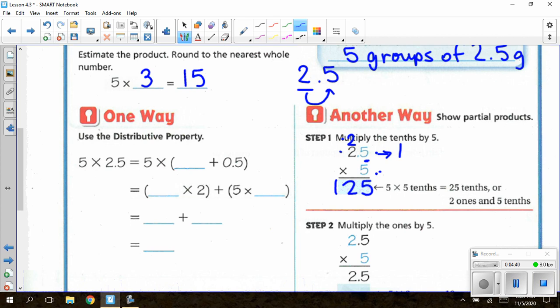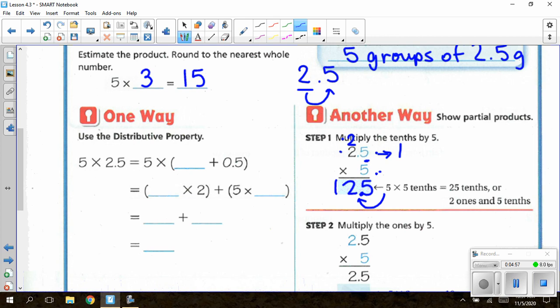So always start from the end of the number, and I'm going to show that that decimal is moving 1 place value to the left, so my decimal would be placed in between the 2 and the 5. So my answer would be 12 5/10.